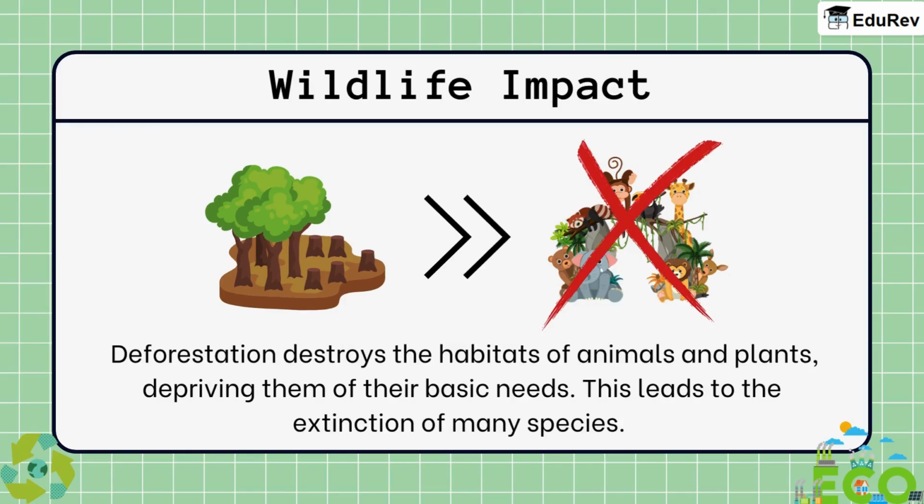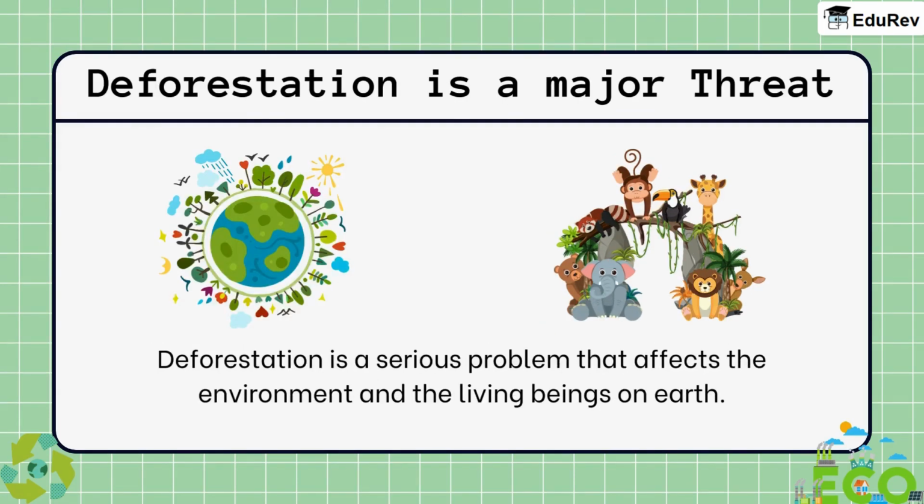Wildlife impact. Deforestation also has a devastating impact on the wildlife. Deforestation destroys the habitats of animals and plants, depriving them of their basic needs. This leads to the extinction of many species. As you can see, deforestation is a serious problem that affects the environment and the living beings on Earth.